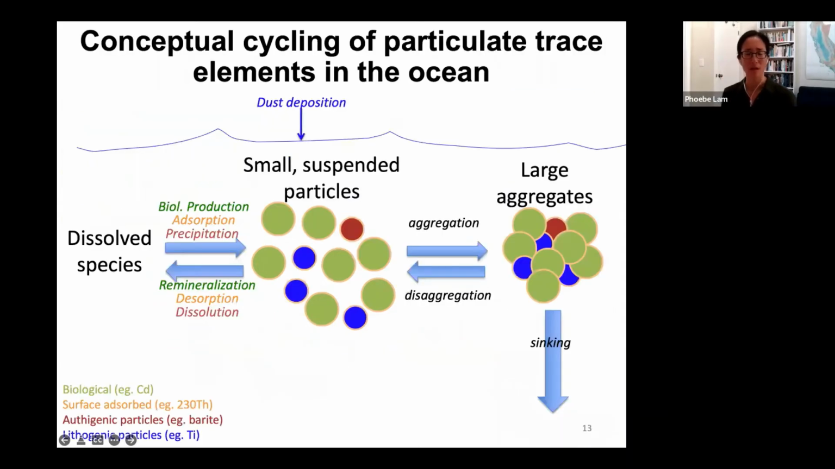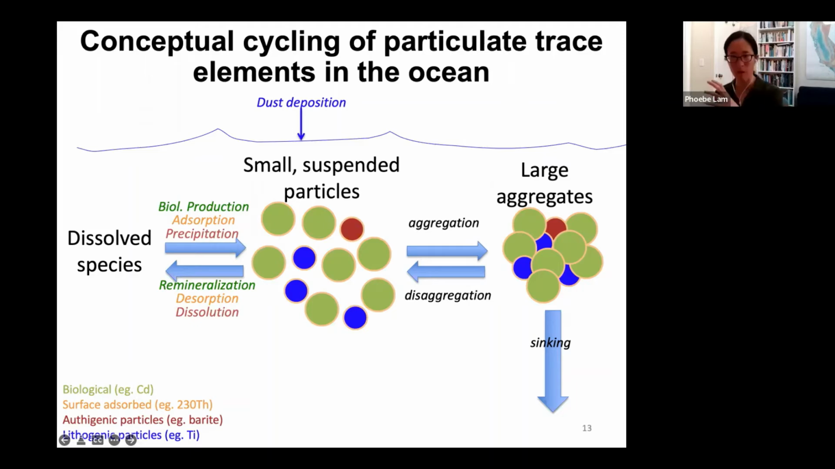This is one more slide to explain basic particle dynamics to this audience, which is we may have some dissolved trace elements, manganese, iron, let's say. It could adsorb onto the surface of particles. It could precipitate and become a particle. It could be taken up by biology and become part of the biogenic material. So that's how you get from dissolved to particulate. You can also go from particulate back to dissolved by being respired. That's what remineralization means. You could be desorbed, you could dissolve.